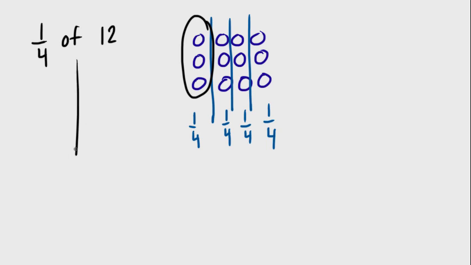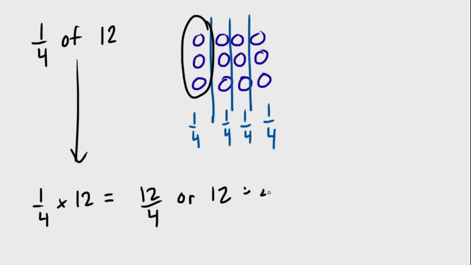Now again, if we take this 1/4 times 12, because of the "of", it's 12 over 4, or 12 divided by 4, which we know is 3. So again, our picture reiterates what we already know. Pretty cool.